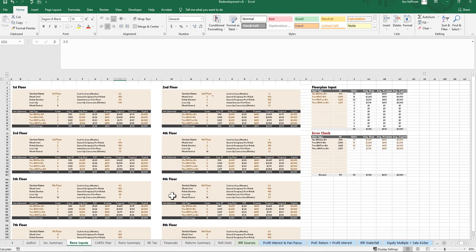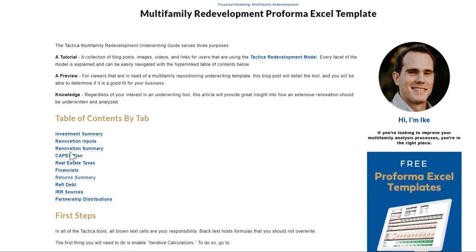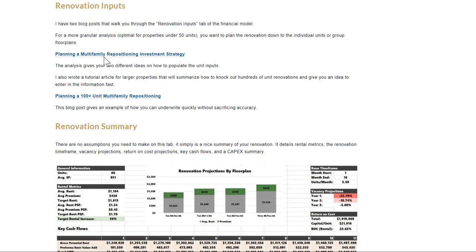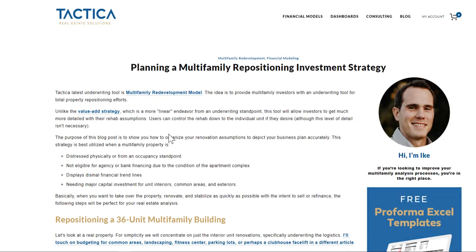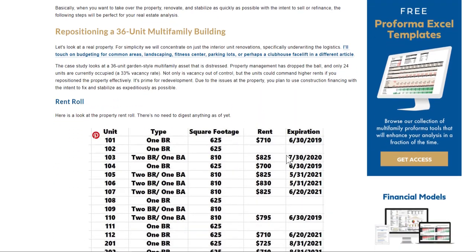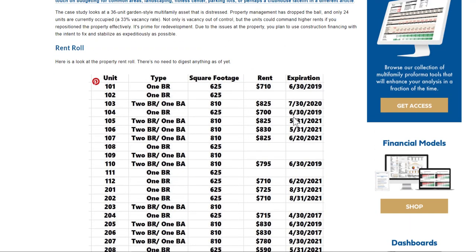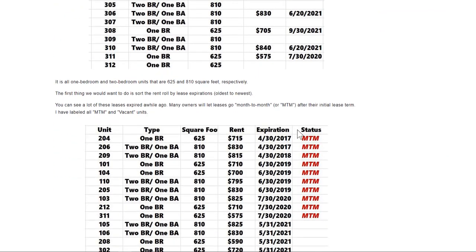Let's talk about a property that's 36 units. So it's manageable, and you want to actually drill down to the individual units and plan the renovation that way. I actually wrote a blog post. So let's go back to the top here. We're going to go renovation inputs. Click this first link. And I actually detail a 36 unit property where I'm looking at the rent roll, I'm looking at the lease expirations, and I'm planning the renovations when residents will be vacating their units.